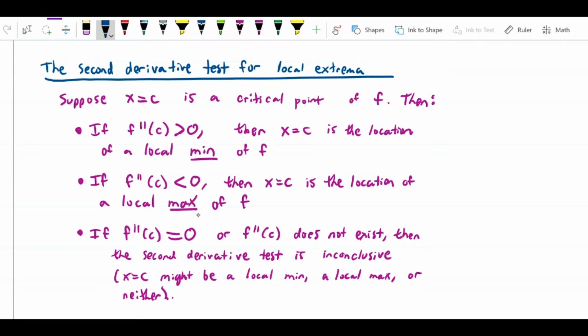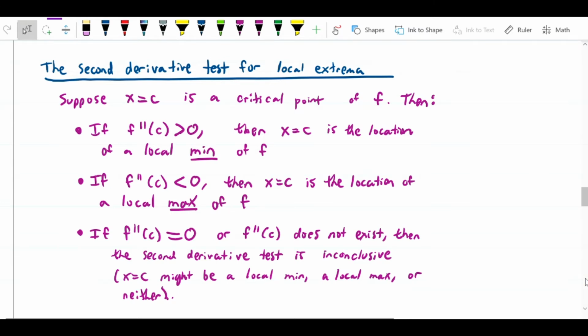The other thing to note is that if f double prime of c equals 0 or does not exist, then the second derivative test is inconclusive, and in order to classify the point as a min or a max or neither, you would have to use a different test. By the way, inconclusive doesn't mean that it's neither. It means we really, really don't know, and I'm going to put up some examples to show you just how much we actually don't know if you get a result of 0 or does not exist.